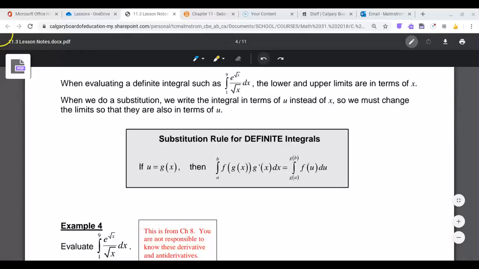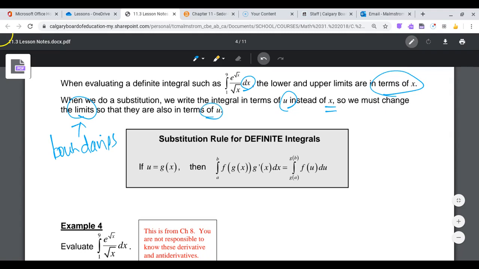Okay, so when we're evaluating a definite integral, such as this one, the lower and upper limits are in terms of x because we have the function in terms of x, and we're evaluating that integral in terms of x. However, when we do our substitution, we're now writing our integral in terms of u. So instead of x, we are going to need to change our limits. Really, that better word would be boundaries, so that they're in terms of u.